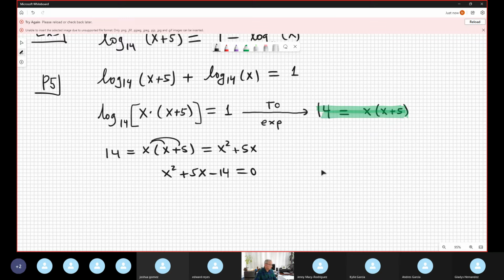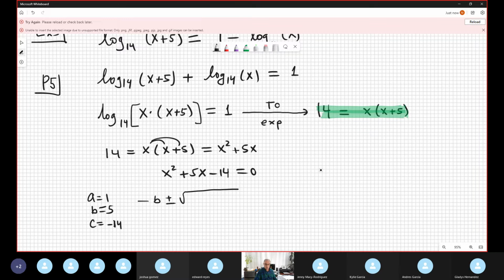Quadratic formula, okay. Andres, quadratic formula. A is 1, B is 5, and C is negative 14. Okay, so minus B plus or minus square root. Exactly. Gladys says that by factorization is easy, that it's 7 and 2. But okay, Andres doesn't see that. So let's do it in both ways. This is the beauty of mathematics.